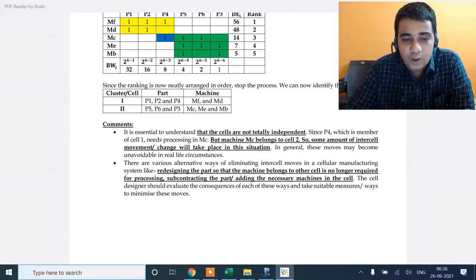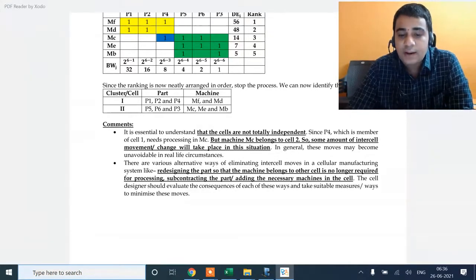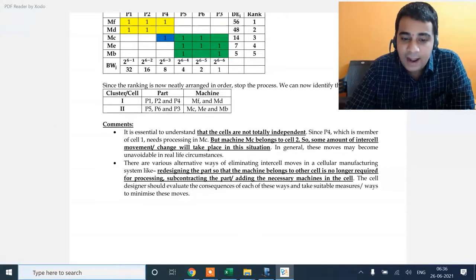There are various alternative ways of eliminating intercell moves: redesigning the part so that a machine belonging to another cell is no longer required. That's what I was saying. You redesign it so that you don't need that machine. Or subcontracting the part, or adding the necessary machines in the cells. You will have to decide and then see which can be done.